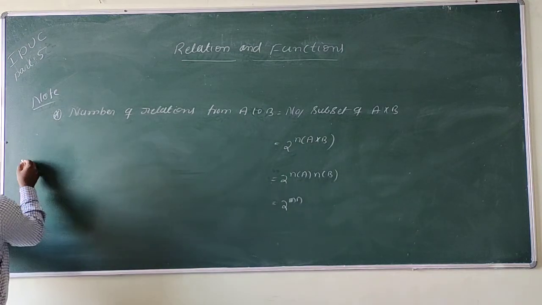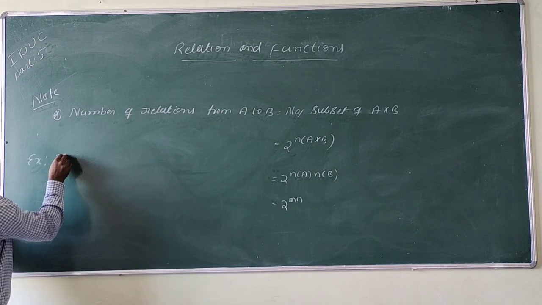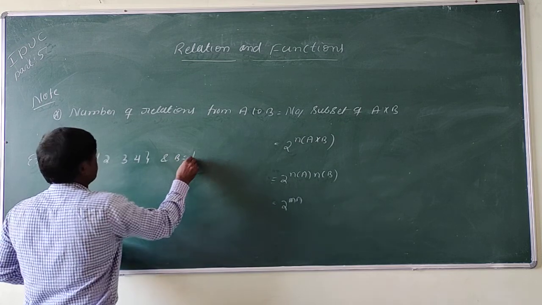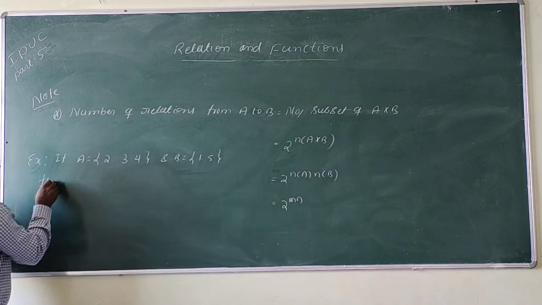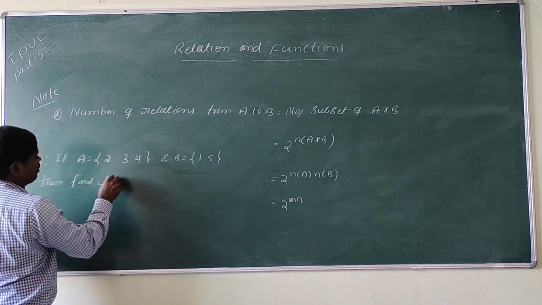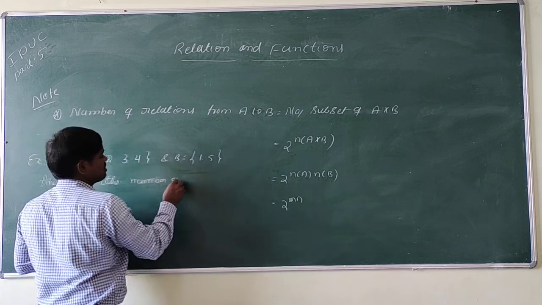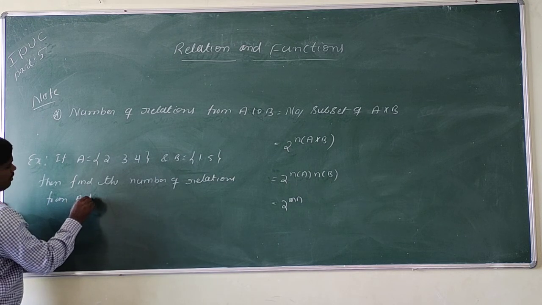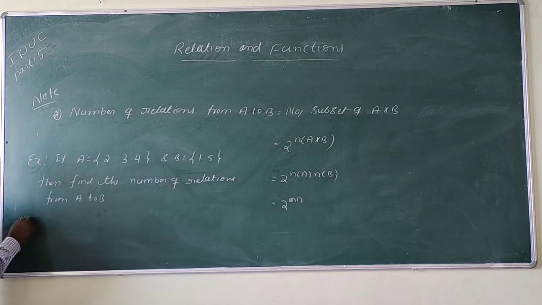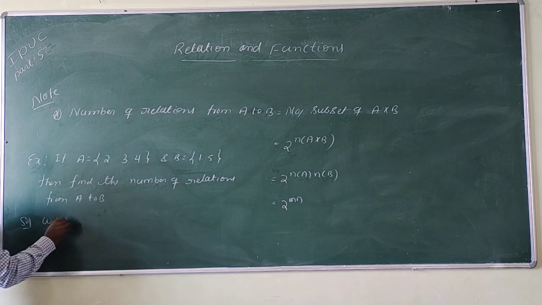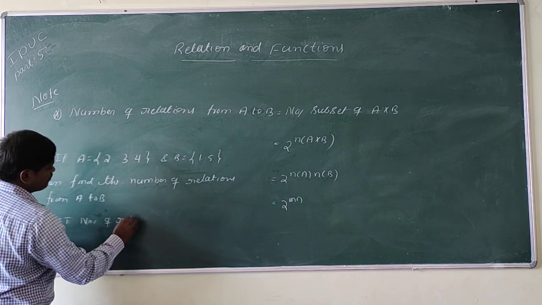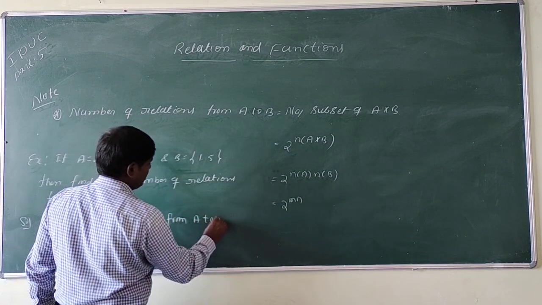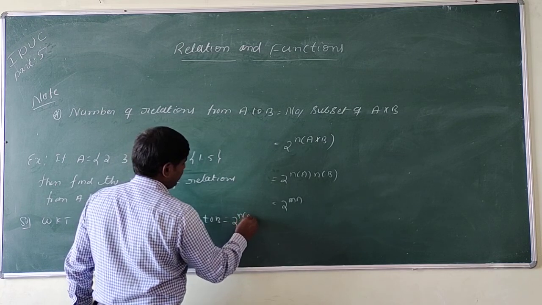Take an example. If set A is equal to {2, 3, 4} and set B is equal to {1, 5}, then find the number of relations from A to B. Solution: we know that the number of relations from A to B is equal to 2 to the power of n(A) into n(B).